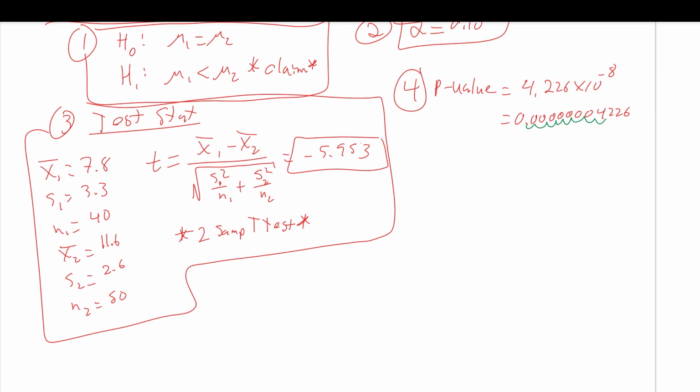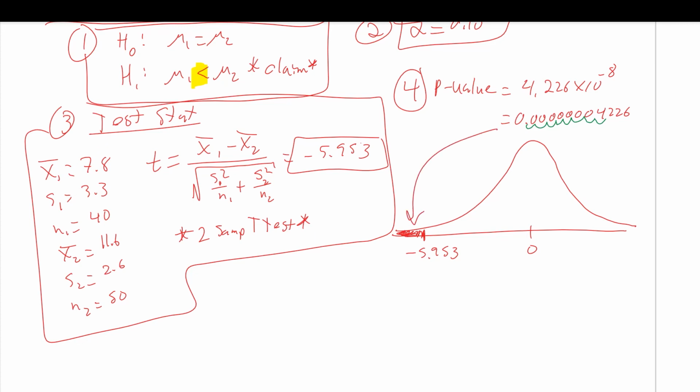All right, so let's go ahead and draw the picture here. We have a t-test, so it's a bell shape. We have 0 at the center. Our test stat is negative 5.953, way out here. And we are shading in what direction? Well, the alternative tells us that we're shading in the left direction. So that is over here. And what's the area of that shaded region? Well, that's the p-value here. Okay, that's a complete step 4.